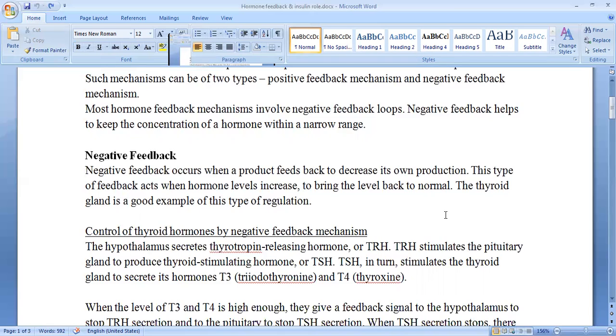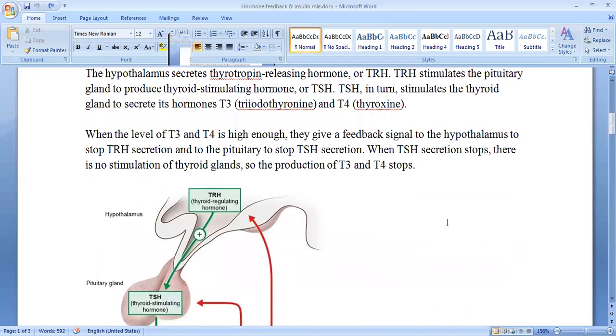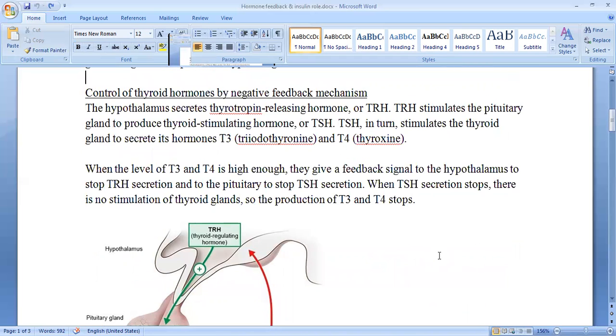So one very good example for this negative feedback mechanism in hormones is the thyroid gland. So what happens? To understand how this negative feedback is working, we have to see how actually the production of the thyroid hormone takes place. We have studied already about the synthesis of the thyroid hormone. Then we also said that whenever there is a signal from TSH, from the thyroid stimulating hormone, then this T3 and T4 will get released, isn't it?